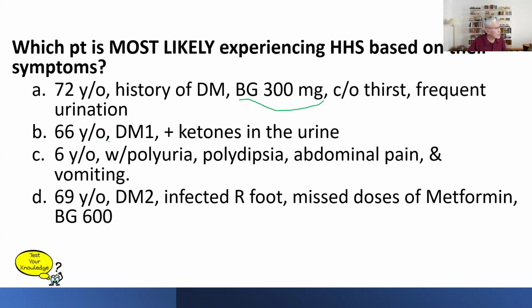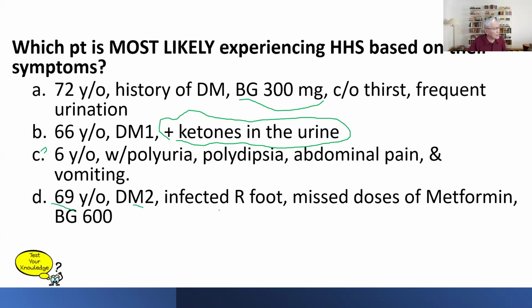A 66-year-old with diabetes mellitus plus ketones in the urine. Remember that ketones in the urine, it didn't specify how much, but it says positive, then it's most likely to be DKA. This one, a 6-year-old with polyuria, polydipsia, abdominal pain, and vomiting. While this could be a possibility, we're going to come back to that one.